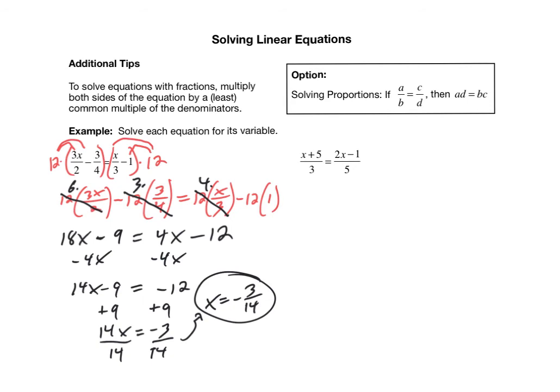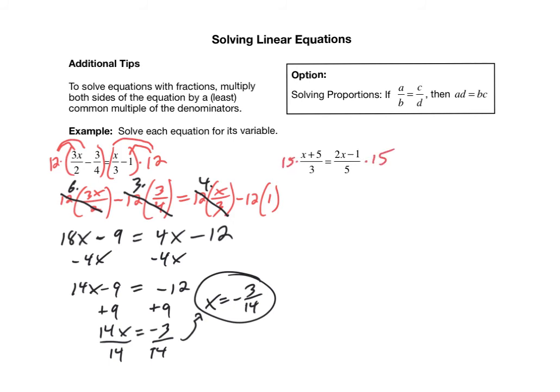So we can do that here. If you look at this equation, we've got denominators of 3 and 5. So first, what's a common multiple of 3 and 5? Well, just 15, and that's the least common multiple. So we'll multiply both sides by 15. We've got 15 times this and 15 times this.